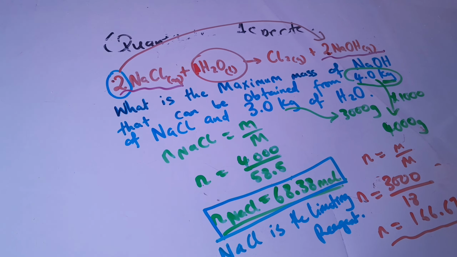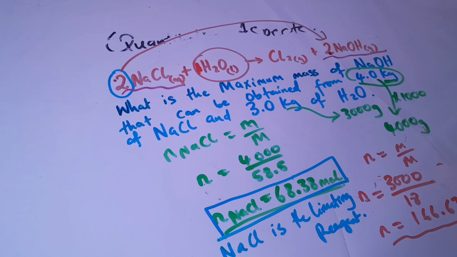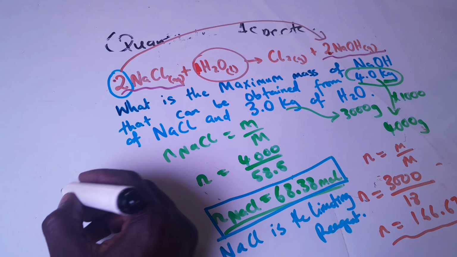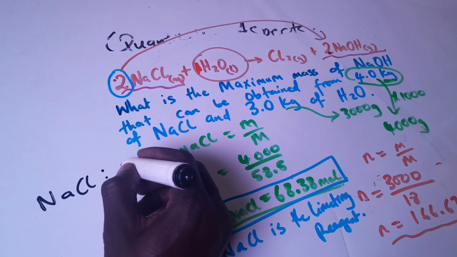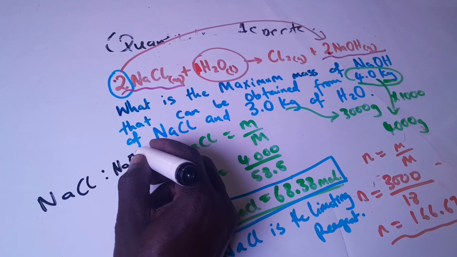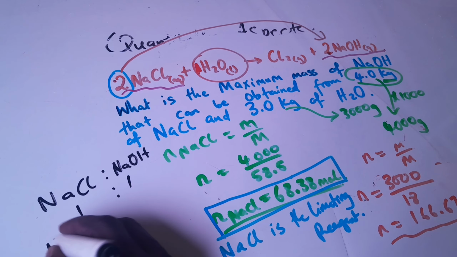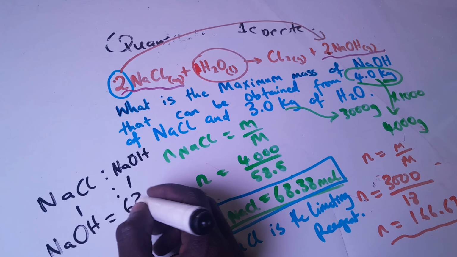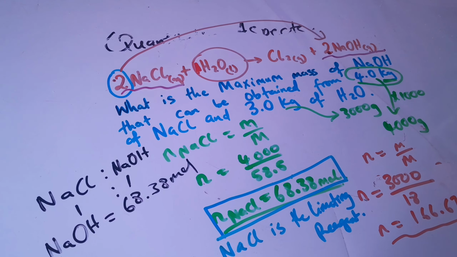So what can we do? We can find the mass, right? By first finding the number of moles. So NaCl to NaOH, they happen in a 1 to 1 ratio, right? So this side it is 68.38, and that side is also 68.38. So the number of moles of sodium hydroxide will be equal to 68.38 moles, right? So now we can find the maximum mass that can be created on that side.